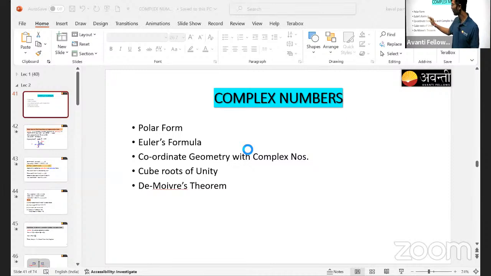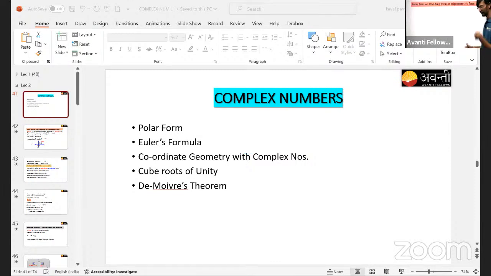First, we'll do polar form, Euler's formula. This is an important one for JEE Advanced, coordinate geometry with complex numbers, then cube roots of unity and De Moivre's theorem. These two are the most asked questions for Mains, and it is also very simple compared to others. So let's start without further ado.